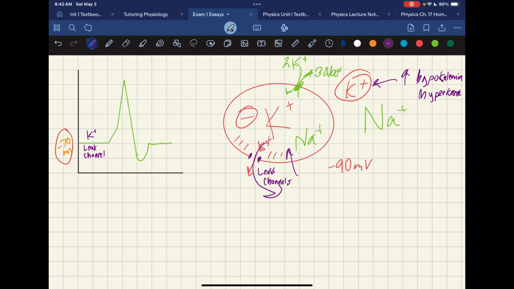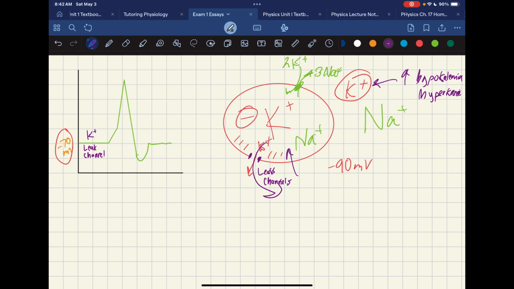Hold on, I just got mixed up. Hypokalemia means not a lot of potassium outside the cell, therefore potassium is going to move out, causing the charge to go down, like we said. Hyperkalemia is when more potassium is going to go into the cell, causing the RMP to go up. Sorry, I just got a little confused myself there for some weird reason.